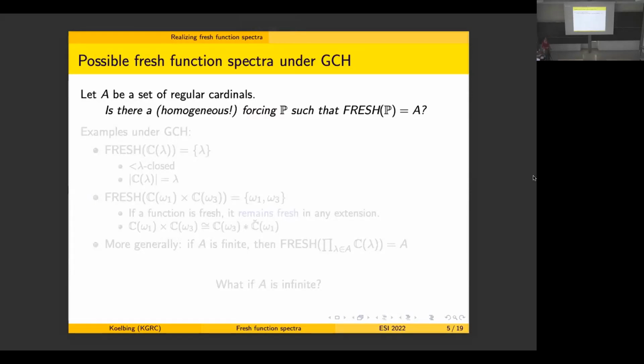So the next topic I want to present is the question, which sets of regular cardinals are possible as a fresh function spectrum of some forcing P? And there is a trivial answer. If you allow any forcing, then you can take lottery sums of, under GCH, Cohen forcings and you can construct any set you want. But if we say we want homogeneous forcings, or we could say that we want that all the fresh functions appear in one extension of the forcing, then the question is more interesting. So I will now talk only about homogeneous forcings.